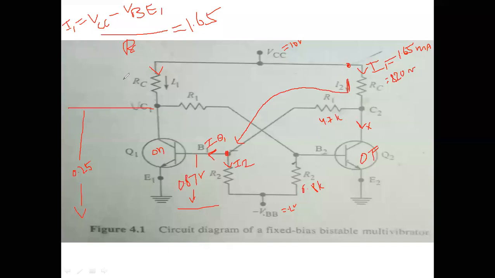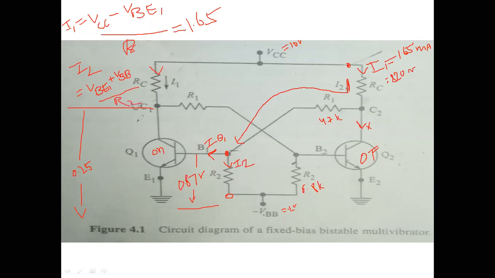I want to get the I2 current. How will I get it? The potential at this point is VBE1, or VBE sat, and at this point it is minus VBB. Therefore, I2 is VBE sat, or VBE1, plus VBB, divided by this resistance R2.